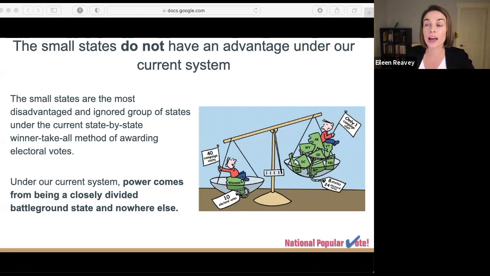And if you look at the 13 smallest states, those with 3 or 4 electoral votes, 6 of them are decidedly Democratic, 6 of them are decidedly Republican, and 1 of them is sometimes a swing state. So the small states aren't ignored because of their low population, and they're not getting outsized power or attention because of their low population. They're being ignored because they happen to be safe states.